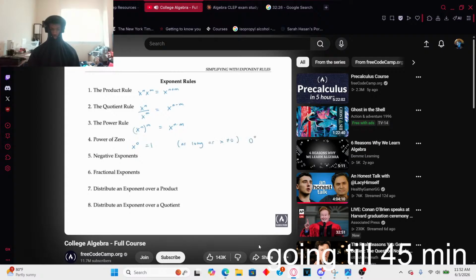Since 0 to the 0 is undefined, it doesn't make sense. Negative exponents. To evaluate x to the minus n, we take the reciprocal, 1 over x to the n. To evaluate a fractional exponent, like x to the 1 over n, we take the nth root of x.